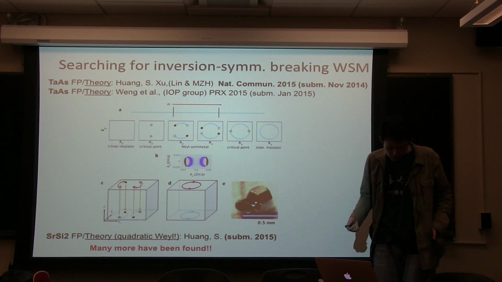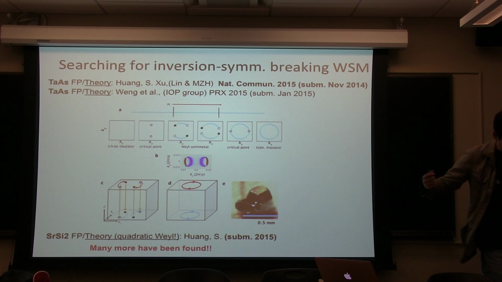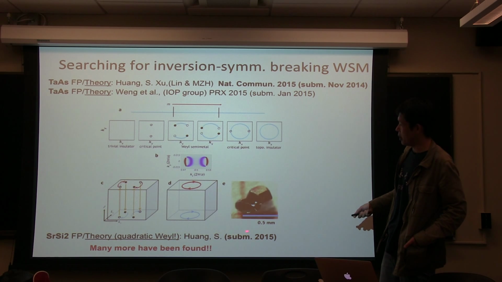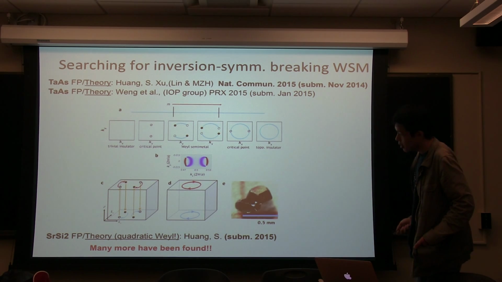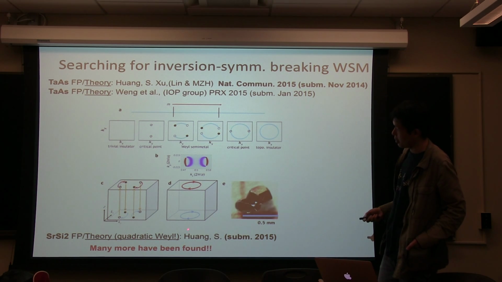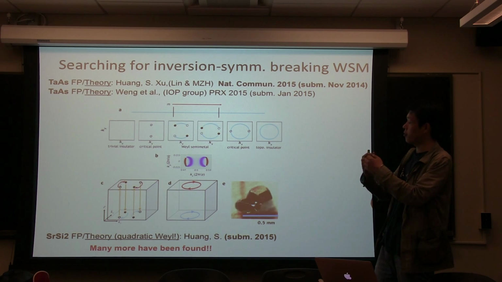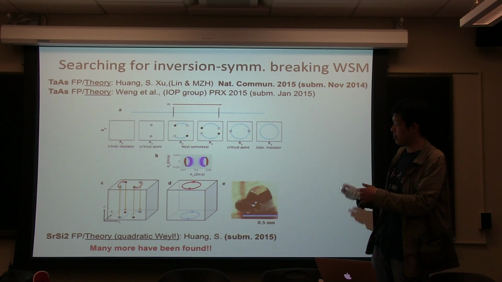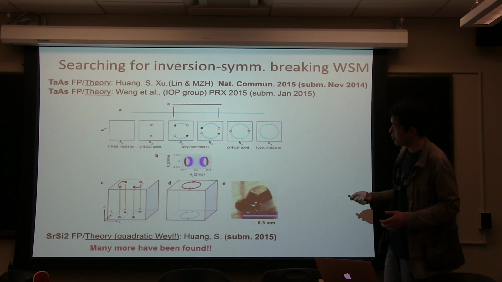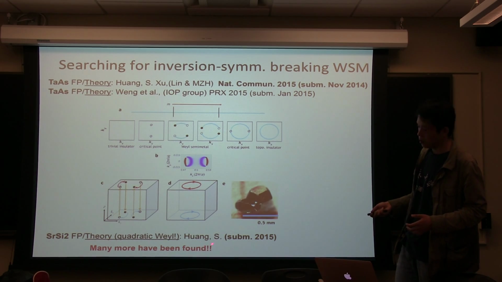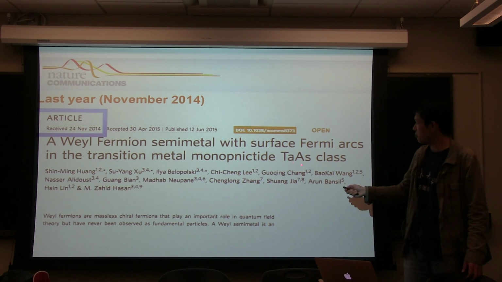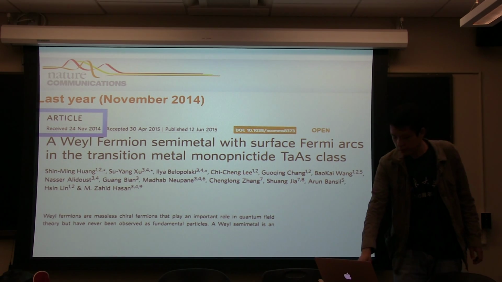What I want to say is that because we now have this method to find inversion-breaking Weyl semimetals, we have found many more. For example, one of the compounds that we made public is this strontium silicide, and we found that this is even more exciting because it has quadratic Weyl fermions, which means that the Weyl fermions have quadratic dispersion and a plus or minus 2 chiral charge, a higher chiral charge. And then we have found even more, and we're going to make them public soon. Here I'm just pointing out that this paper is now published and it was submitted in 2014.